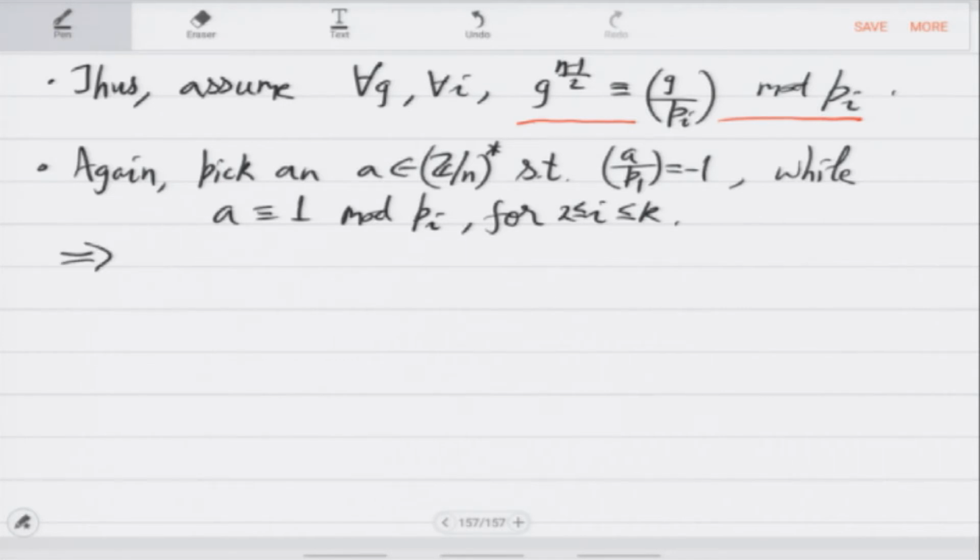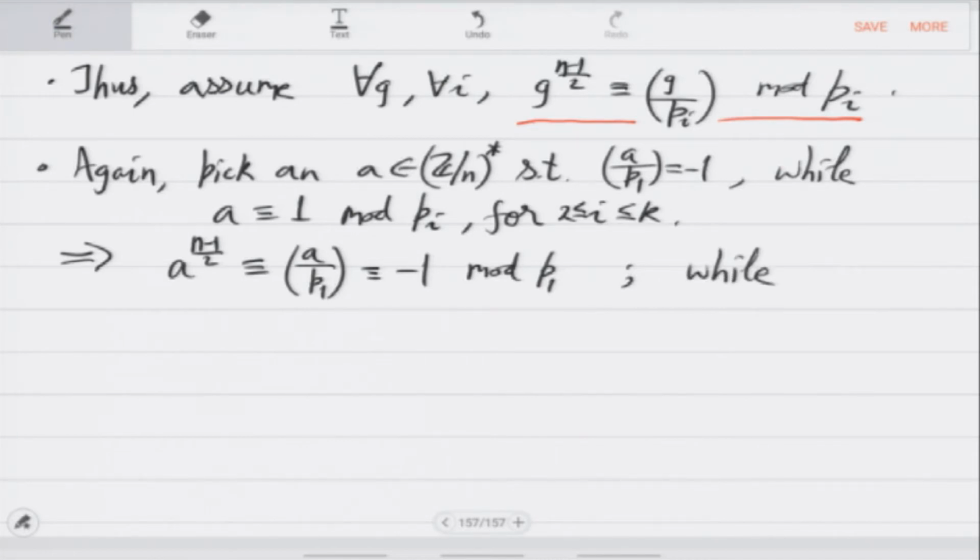So by the red condition, what you will get is A raised to n minus 1 by 2 is A over P1, which is minus 1 mod P1, while it is A over Pi, which is 1 mod Pi.